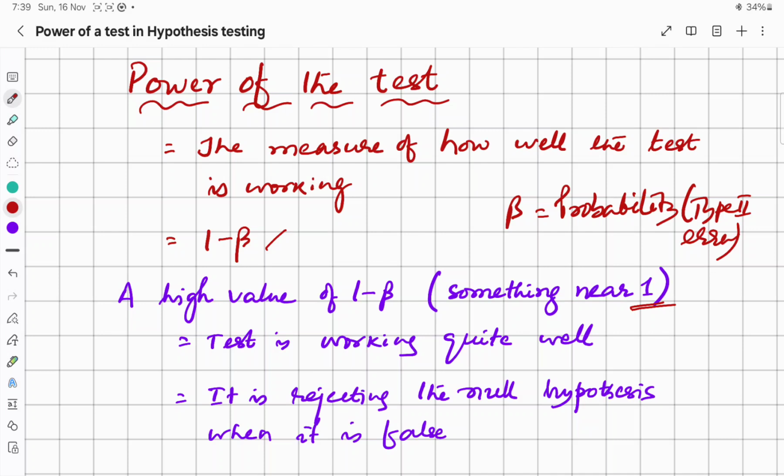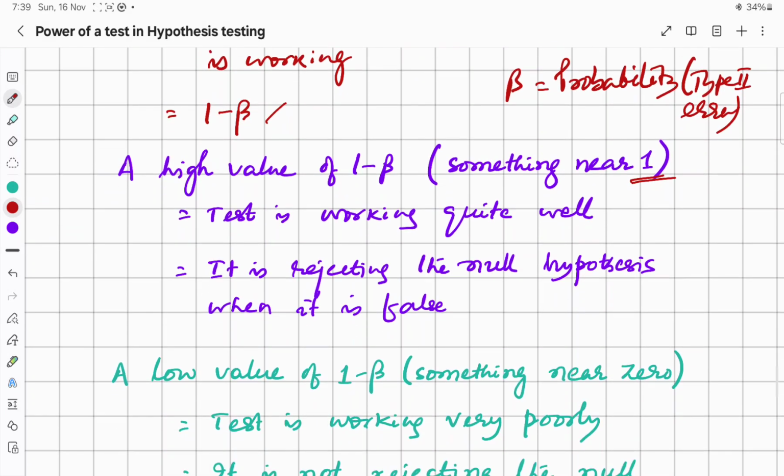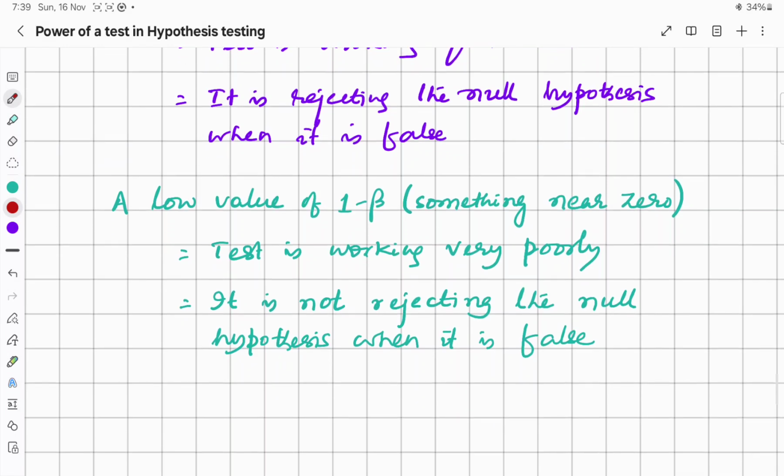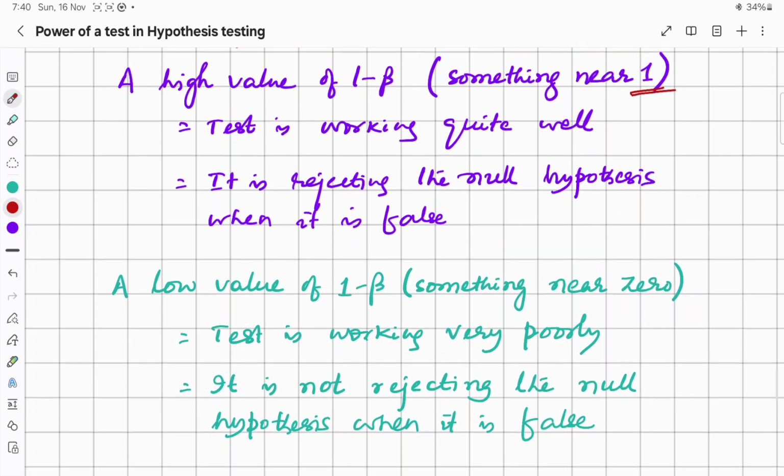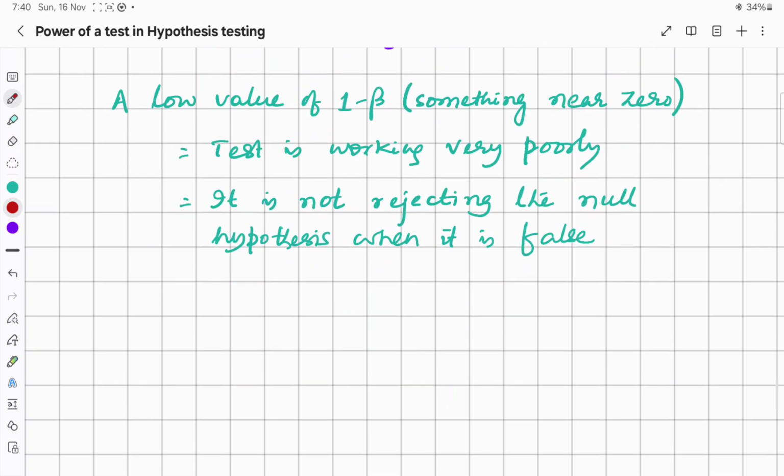And a low value of 1 minus beta, something near 0, means beta will be nearly equal to 1 and 1 minus 1 is 0. If 1 minus beta is something near 0, then we say that the test is working very poorly. That is, it is not rejecting the null hypothesis when it is false. Okay. So this is called the power of the test.